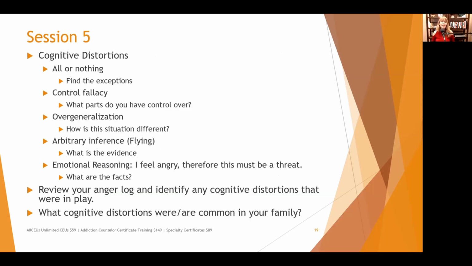All or nothing thinking, have people find the exceptions. If they say everyone does this, say, okay, so there's no examples that you can think of anybody who has ever not done that. Encourage them to look for exceptions. If they get upset because they think they should be able to control this, that, or the other, encourage them to identify what parts of the situation they have control over.